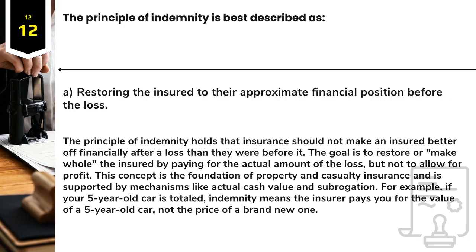This concept is the foundation of property and casualty insurance and is supported by mechanisms like actual cash value and subrogation. For example, if your 5-year-old car is totaled, indemnity means the insurer pays you for the value of a 5-year-old car, not the price of a brand new one.